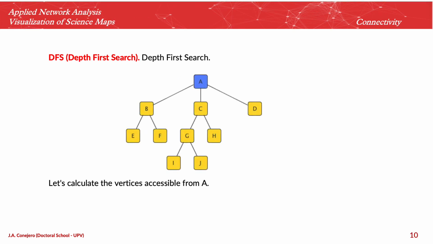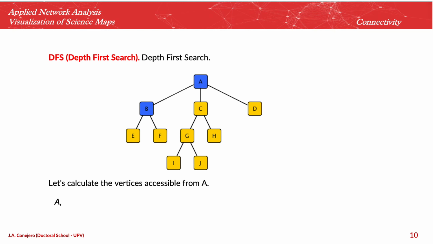So for the case of that first search, what we do is we start with a branch and we go as far as possible along this branch. So first we go to B, right? From A we go to B. Later we don't include C and D. We try to get deeper into this branch.